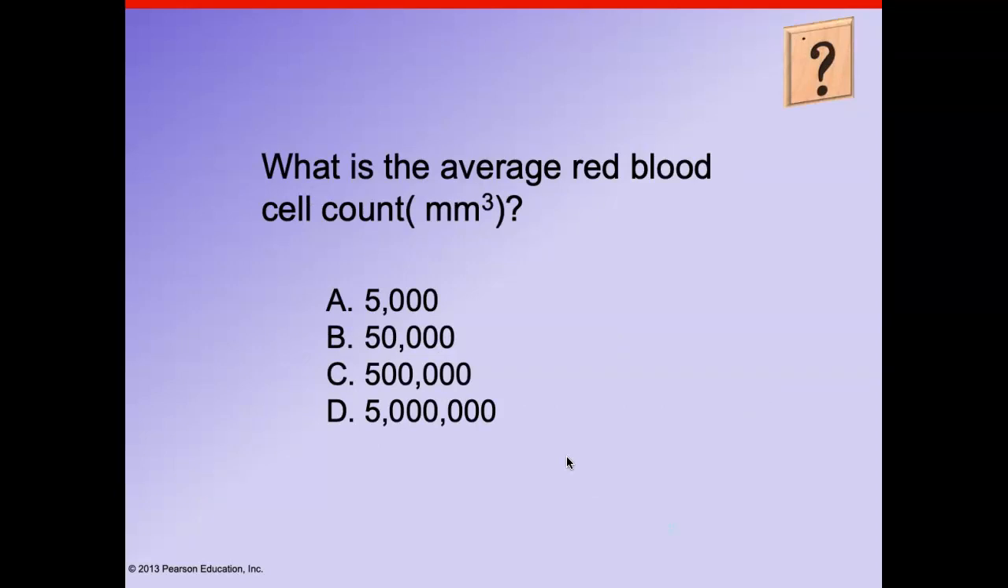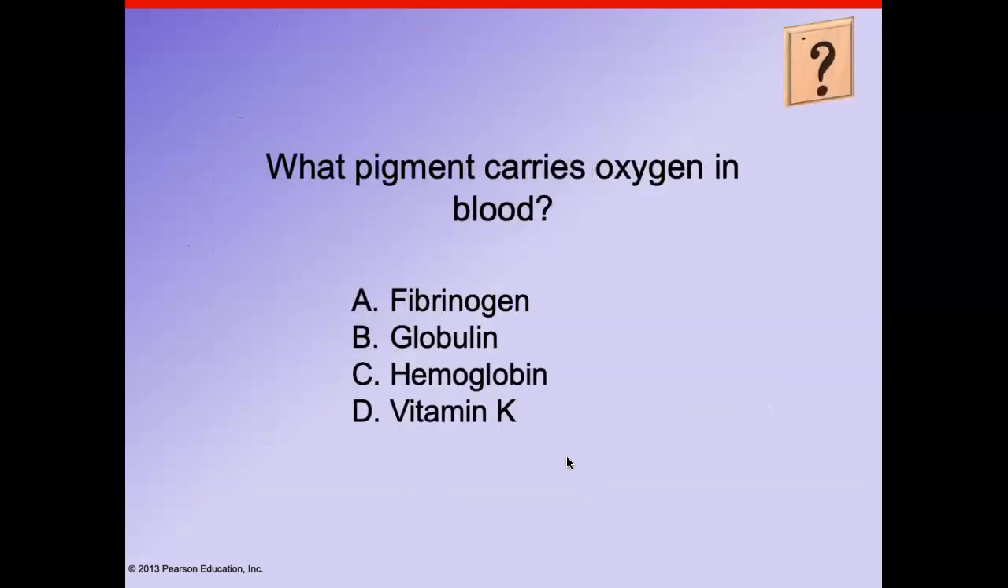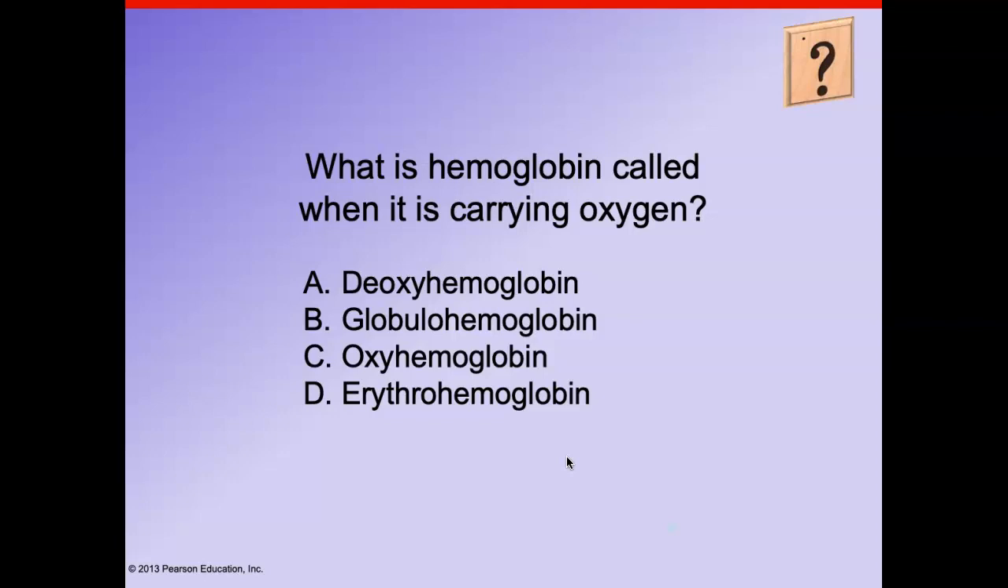What is the average red blood cell count per millimeter cubed, which, by the way, is also a microliter? 5 million. What pigment carries oxygen in blood? It is hemoglobin. What is hemoglobin called when it is carrying oxygen? Oxyhemoglobin.